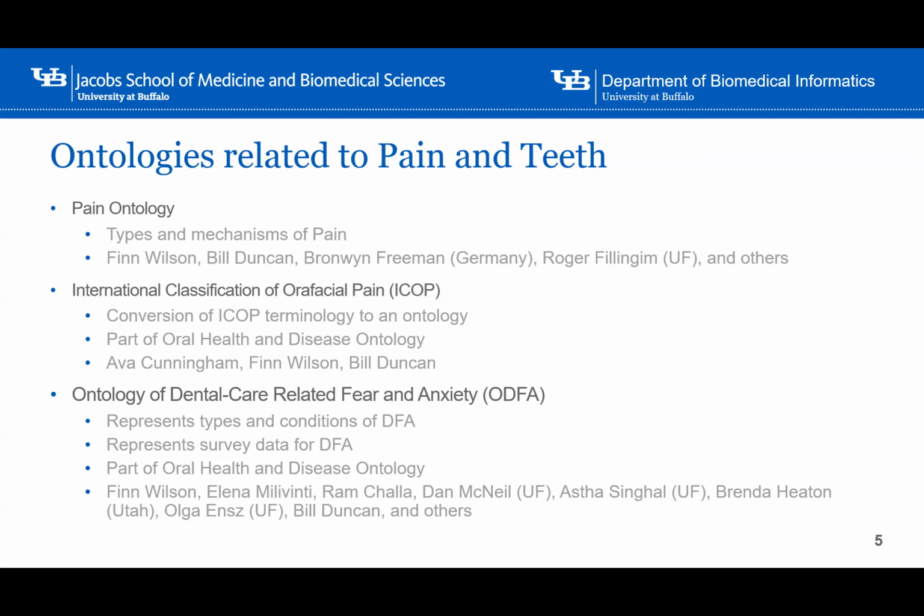So my group is, or I'm part of a group working on ontologies related to, let's put it as, pain and teeth. So there's the pain ontology, which Finn Wilson is going to talk about later, I believe. And this covers types and mechanisms of pain. And we have a collaboration that includes both Roger Filligum from Florida, who's a pain expert, and Bronwyn Freeman, who's also a pain expert from Germany. Also, I've had a student, Ava Cunningham, who's going to talk later, who's been working on a conversion of what's called the International Classification of Oral Facial Pain, which is a terminology about oral facial pain. She's been converting it into an ontology, meaning she's adding axioms and updating definitions and so on.